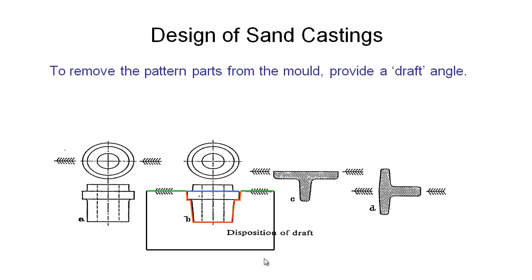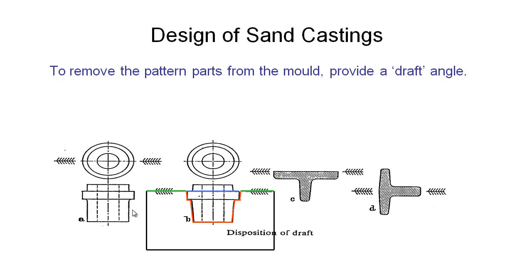So let's have a look at this second example here and talk through the way in which this part has been designed so that it can be actually cast using the sandcasting process. So our herringbones designate that we have a parting line or a parting plane along this plane of the part. So it's going to cut through the bottom of the part and the top section of the part.